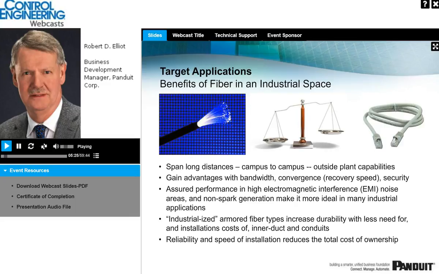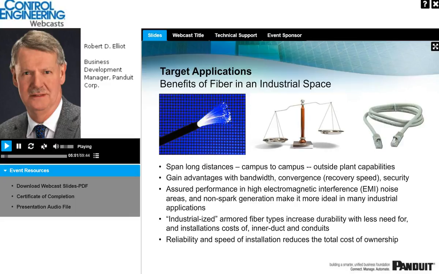So we want to start by talking a bit more about fiber and its use in industrial applications. Many network and controls engineers are weighing the use of fiber in more parts of the network versus something they and the installers may be more familiar with, for example, twisted pair copper cabling.